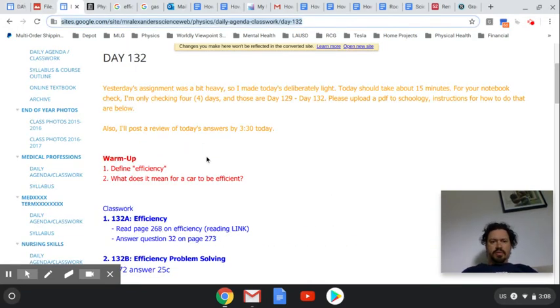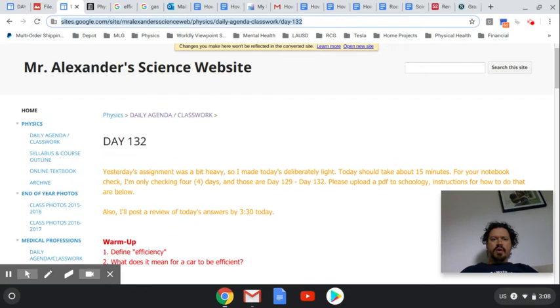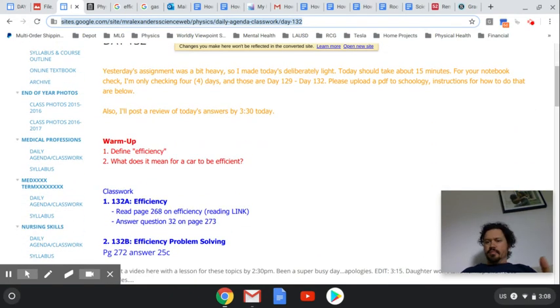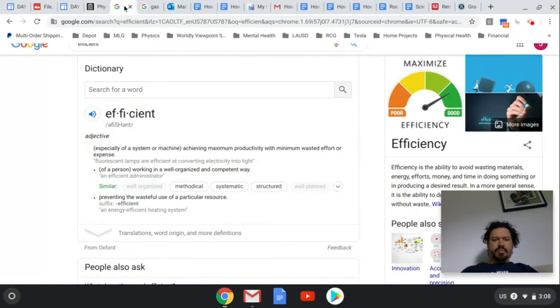Okay, day 132. So, efficiency. What is it? You should have a definition for that, and you should have thought about what it means for a car to be efficient. If you haven't, go ahead and pause now and then come back. Okay, so efficiency. Well, what's it mean to be efficient? Achieving maximum productivity with minimum wasted effort or expense.